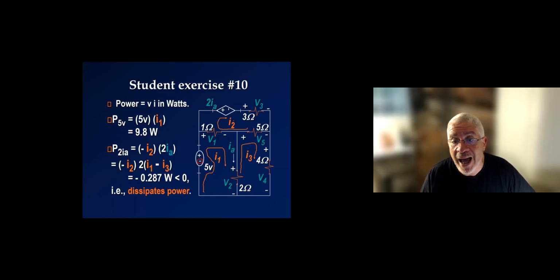For the 2IA, I2 is entering the wrong way. I2 is coming in the positive terminal. That's why you have this minus I2 here. So the power for the dependent source is the voltage that it puts out, 2IA times minus I2. And of course, we have to write IA in terms of the mesh current as well. IA is I1 minus I3. And we find that the dependent source actually has a negative power. With the active sign convention followed, when you get a negative power, you can conclude that the dependent source is dissipating power. It's acting like a load because it's connected in a way that it's essentially absorbing power.